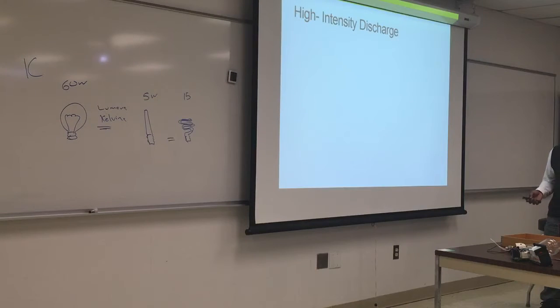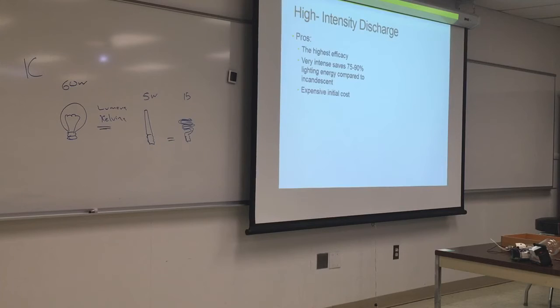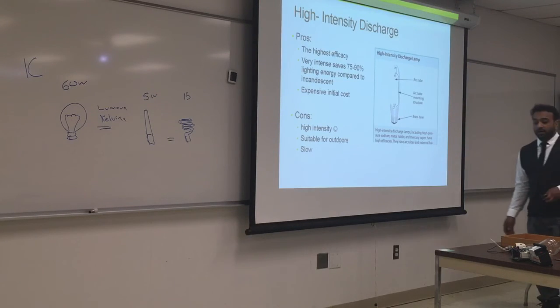High intensity discharge, those are the sodium. They have the highest efficacy compared to other lights. They're very good, but they cannot be dimmed. They took too long to come up. They're very expensive, but they give you a lot of brightness. You cannot get the same intensity and same lumens with fluorescent or LEDs yet. So you still depend on those for stadiums or street lights. Suitable for outdoors, they can take the weather, and they are slow acting.